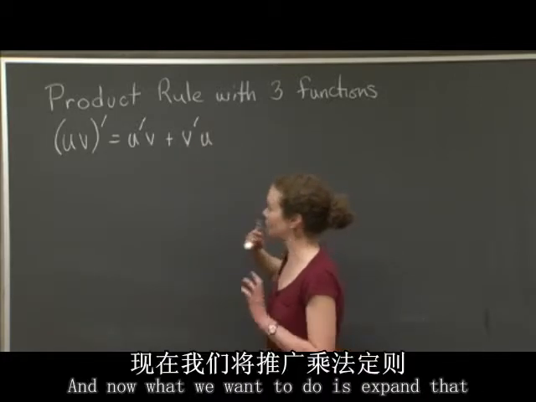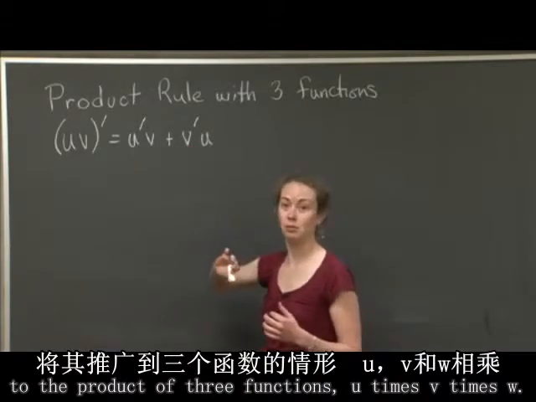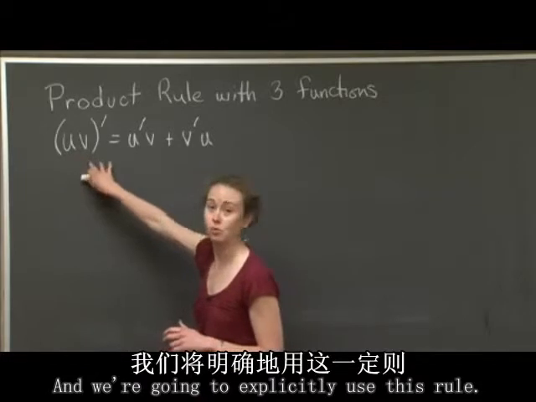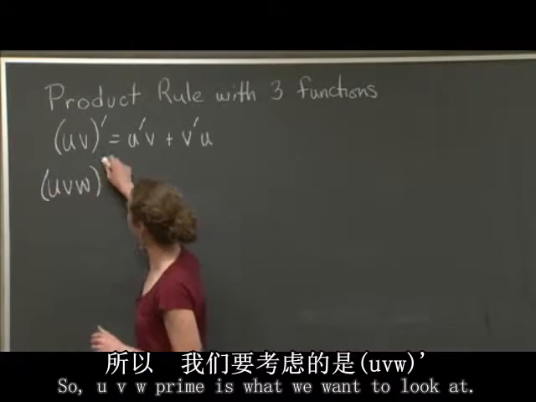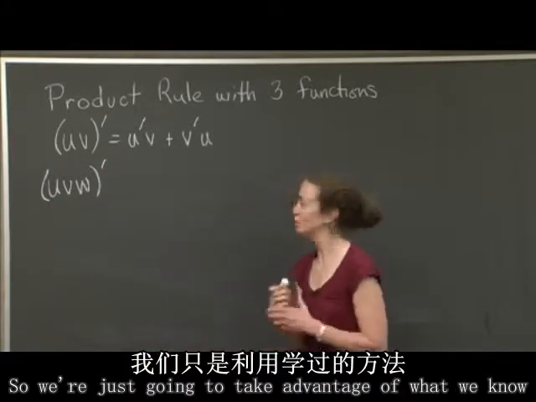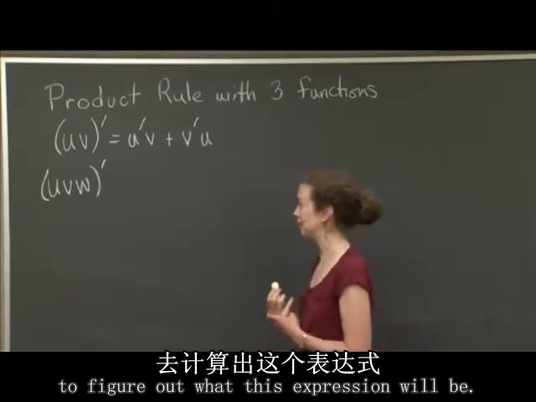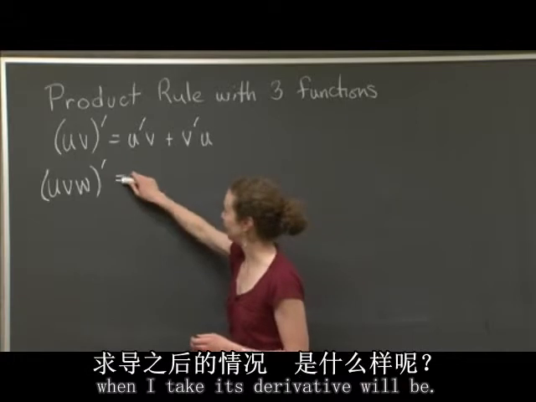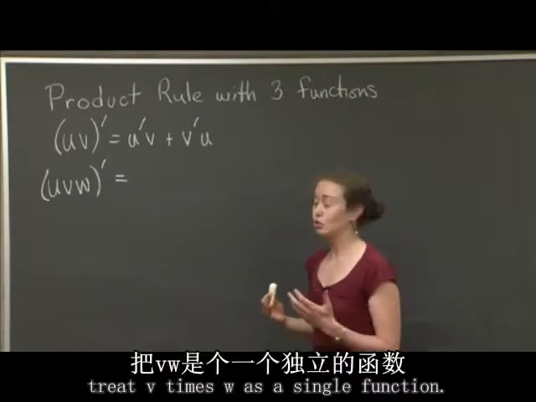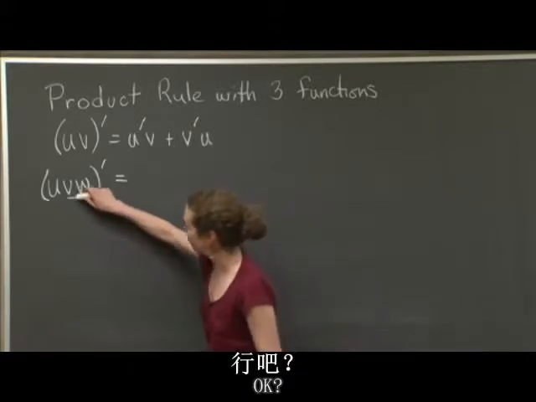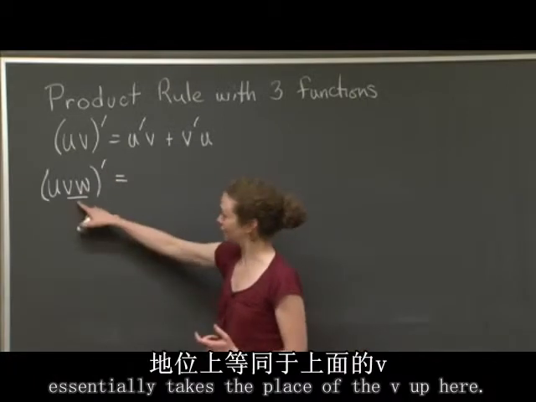And now what we want to do is expand that to the product of three functions, u times v times w. And we're going to explicitly use this rule. So (uvw)' is what we want to look at. We're just going to take advantage of what we know to figure out what this product of three functions will be when I take its derivative. So in order to do this easily, what we're going to do is treat v times w as a single function.